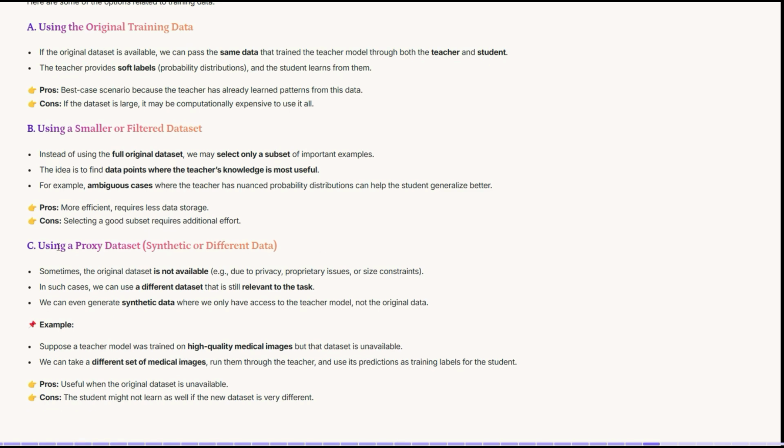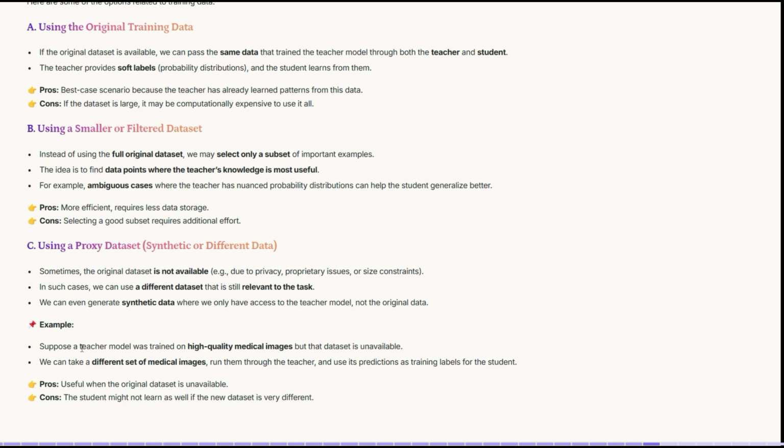C. Using a proxy data set, synthetic or different data. Sometimes the original data set is not available due to privacy, proprietary issues, or size constraints. In such cases, we can use a different data set that is still relevant to the task. We can even generate synthetic data where we only have access to the teacher model, not the original data.